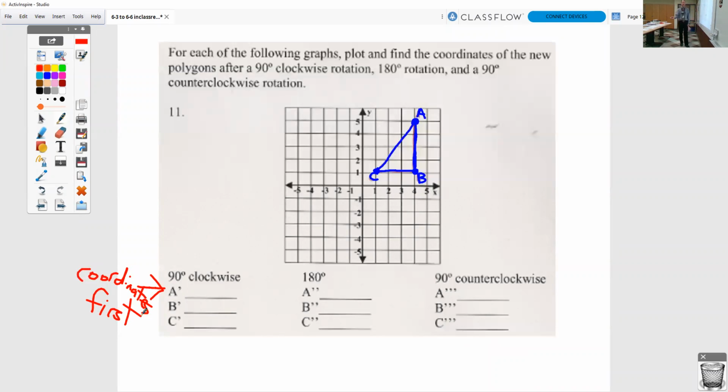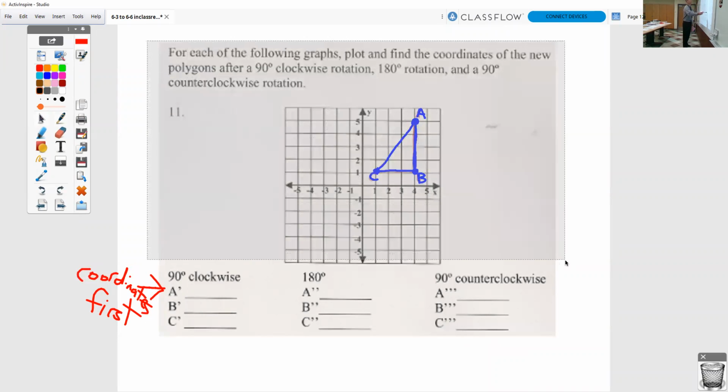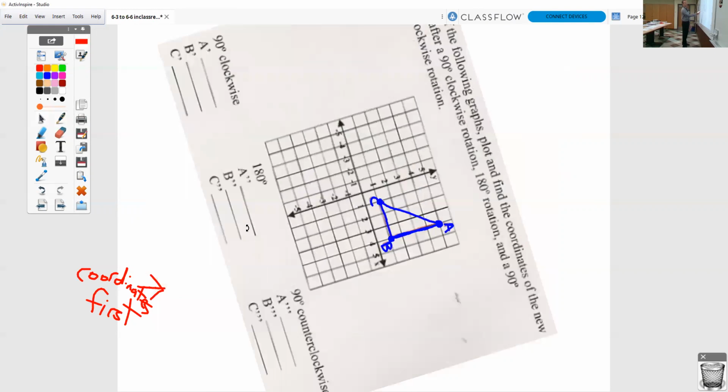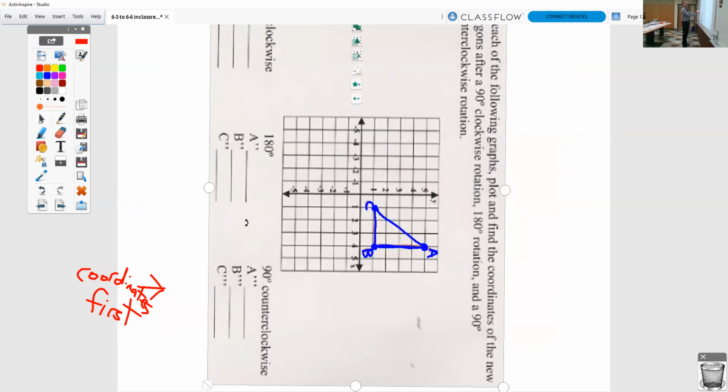Find all 9 of them first, then go back and graph them all. So a 90-degree clockwise rotation. When you have a 90 degrees clockwise rotation, you need to turn your paper 90 degrees clockwise, all right? Remember that positive numbers always go up and to the right. Negative numbers always go down and to the left.